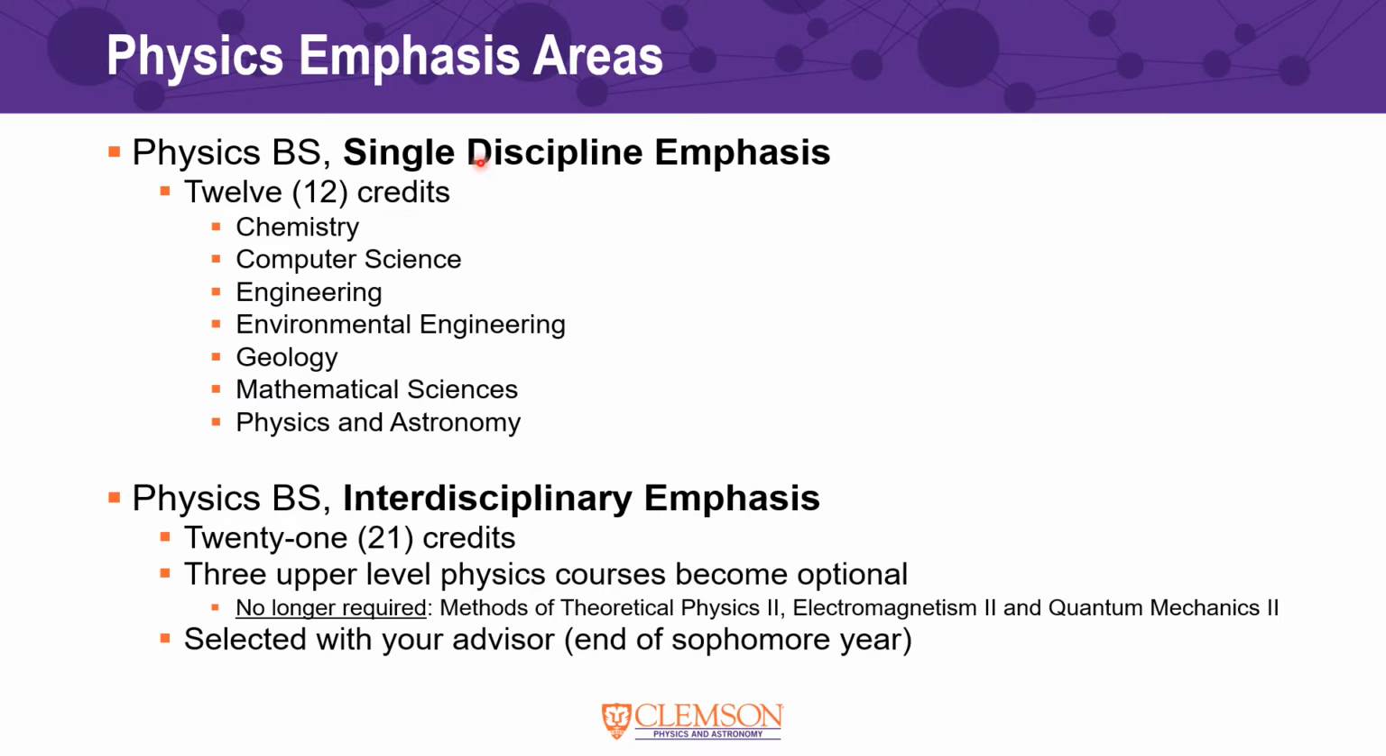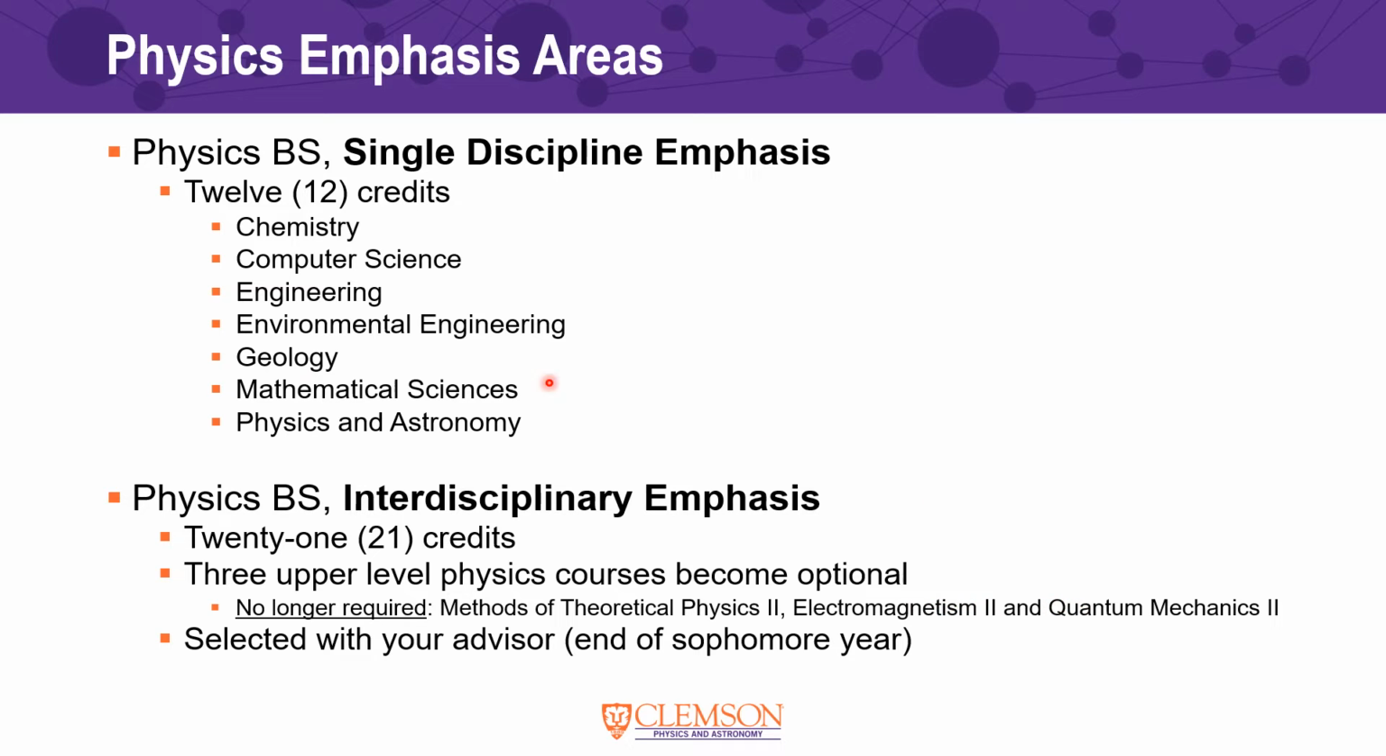The reason that the difference between the 2 of these exists, and I'm sure that someone will remind you of this later, but I'm going to say it first here, is that when you move into the interdisciplinary emphasis, which would be selected with your advisor at the end of the sophomore year, 3 of our upper level physics courses become optional. These 3 courses are Methods of Theoretical Physics Part 2, Electromagnetism Part 2, and Quantum Mechanics Part 2. So that's 3, 6, 9 credits that are now optional. It means you can still take them, but you don't have to.